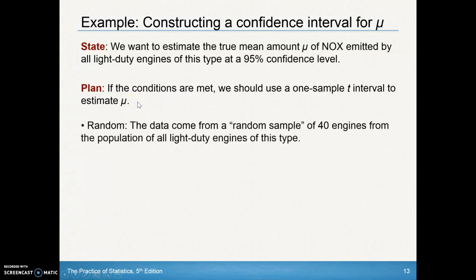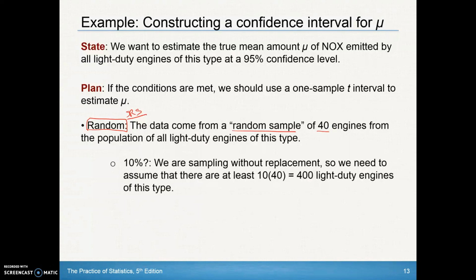So, what are the conditions that we need to meet? We need to meet the condition of randomness, that we do have an SRS, and it does say in the problem that we have a random sample of 40 engines from the population. So that satisfies that condition. The 10% condition. Well, we are sampling without replacement, so 10 times our n, is that less than or equal to our population? Well, 10 times n is 400. I think that is certainly less than or equal to the population of light-duty engines on the road.